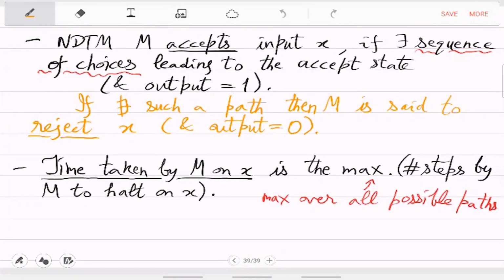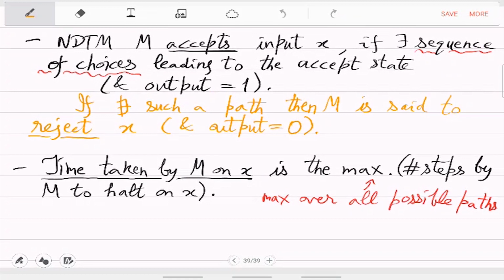So the time taken by M on x is defined as the maximum over all the possible paths. Okay, so what is the longest path which leads to halt? That is the time taken. And this is important because to decide whether x is a no string, you have to go over all the paths. So in particular, none of the paths should be infinite. Okay, every path should be finite, and amongst those, what is the maximum? That's the time.